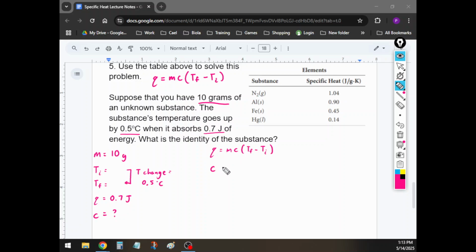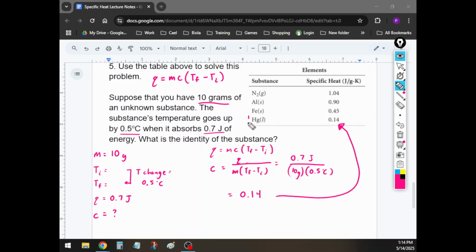Okay, so I'm going to rearrange this equation. So C is equal to Q divided by M times the change in temperature. So from there, we just plug and chug. We put 0.7 joules on top. We got 10 grams on the bottom. The change in temperature is 0.5 degrees Celsius. And if you solve for that, you should get 0.14. And if you look, that means that our missing substance is going to be mercury, Hg.